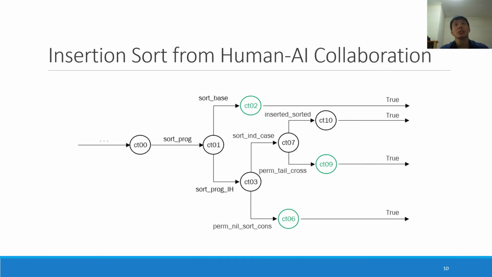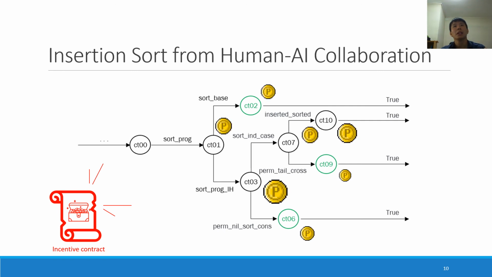As the process goes on, eventually all the partial proofs are completed and strung together as a completed proof. Over here, we can see that the proof of an insertion sort is completed through the collaboration of both human and AI system. So once this is achieved, the incentive contract will be activated and distribute the rewards accordingly to each contributor based on some weights predefined in the contract itself.